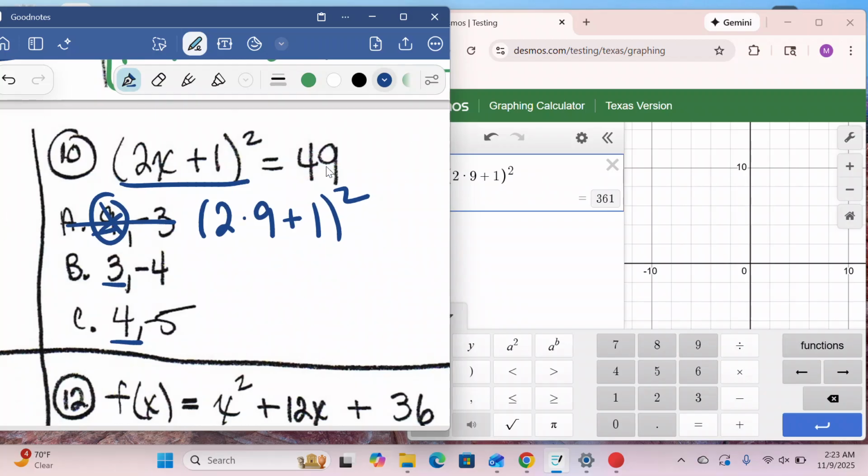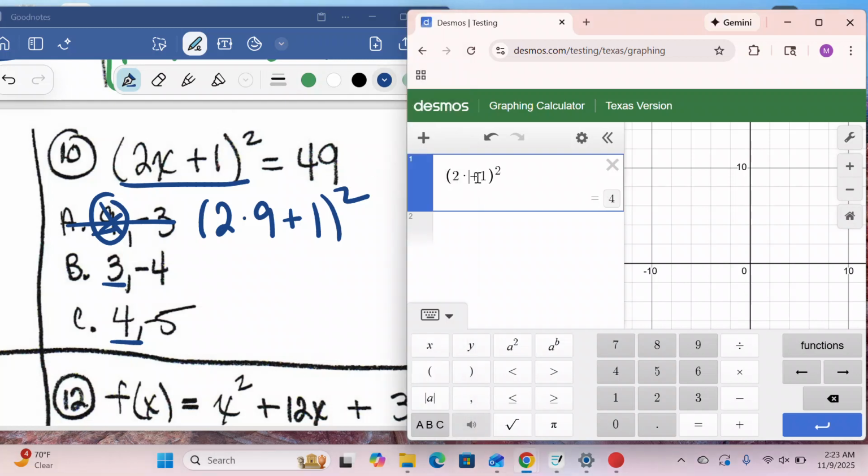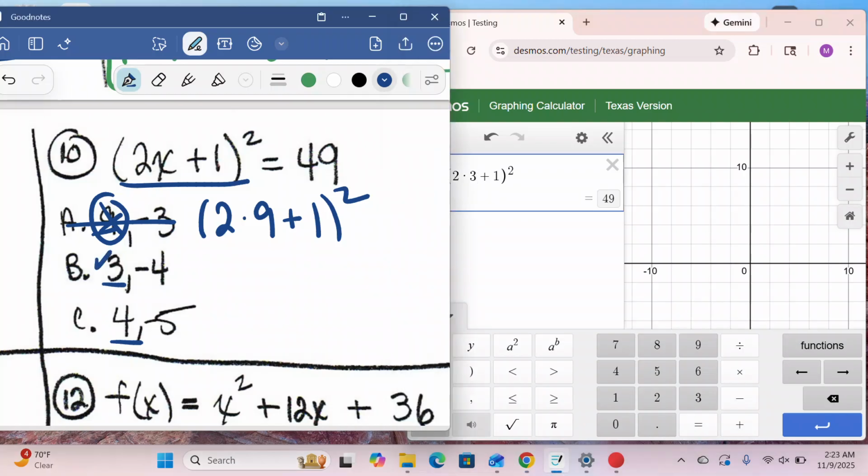And then I'm going to check the second one. And of course, I don't have to redo everything. All I have to do is change the first one right here. 2 times 3 plus 1 quantity squared. So all I have to do is change this one to a 3. And it does give me 41. So yay, I have the right answer.